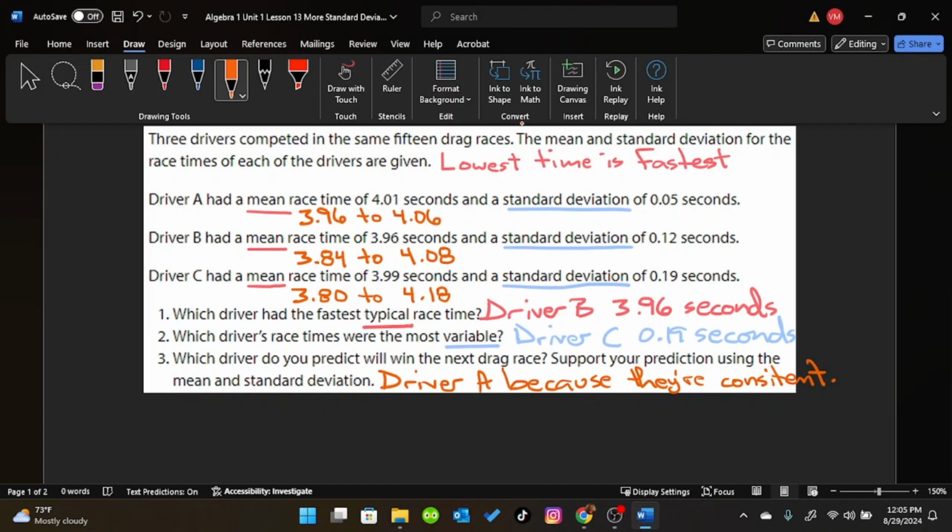If you have any questions about how to identify and compare the typical race value, being the mean, and the most variable, being the standard deviation, or how to make interpretations for yourself, please use class time to ask for further clarification so you can be set up for success moving forward.